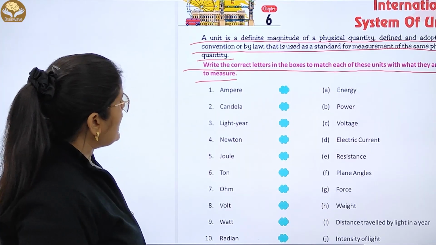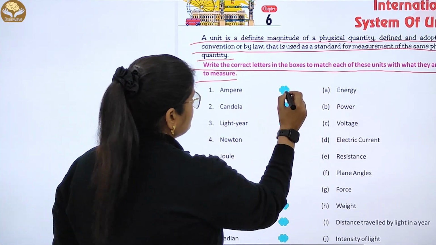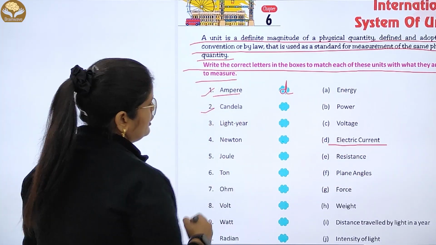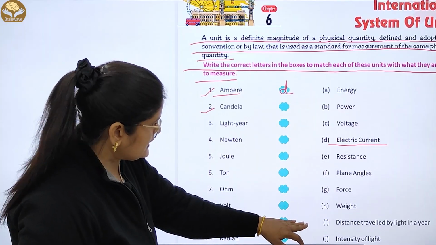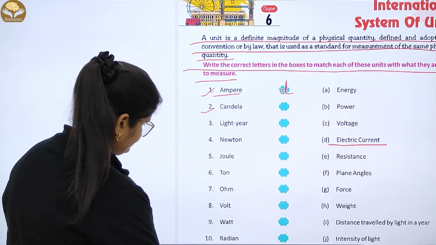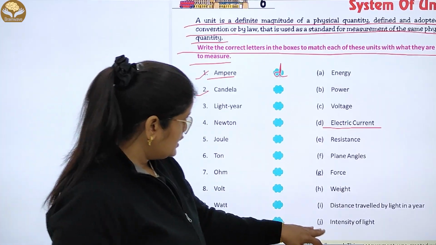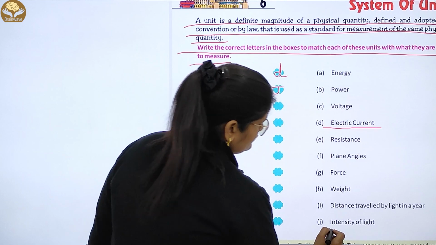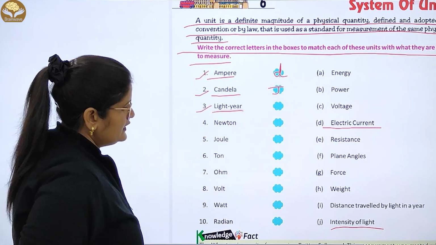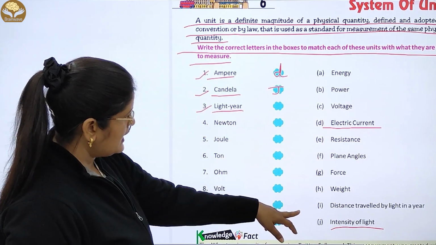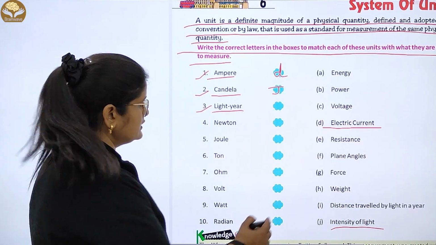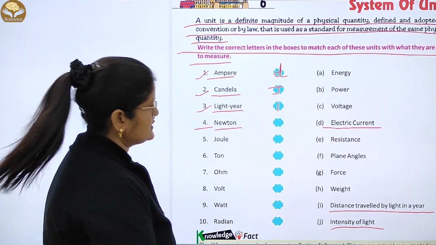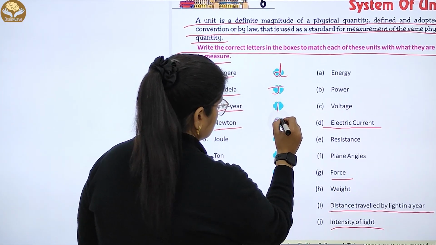Now, ampere, this is electric current, D. Okay, electric current. Number 2, candela, this is J. Intensity of light. Okay. Number 3, light year. This is the distance traveled by light in a year, I. Okay. Number 4, Newton, force, G.